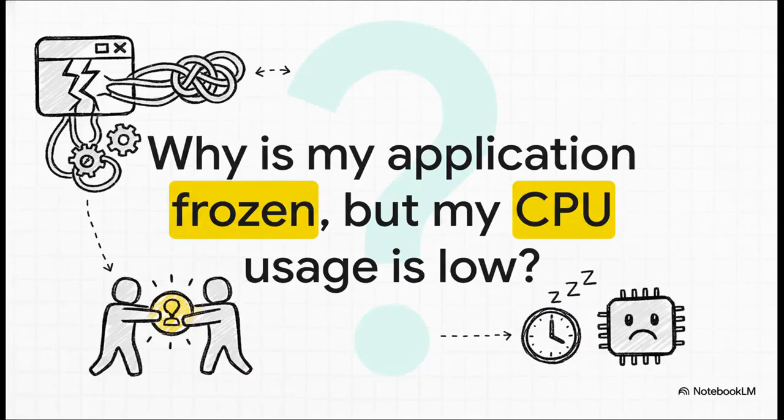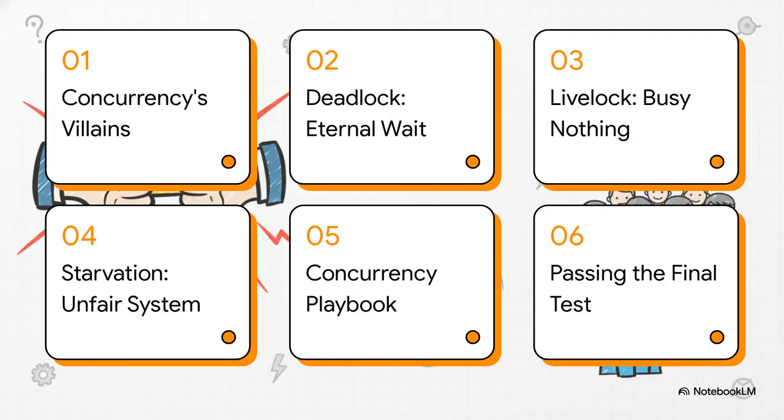So let's kick things off with a mystery that I'm pretty sure you've all encountered. Your application just stops. It hasn't crashed, your CPU is basically asleep, but nothing. It's completely unresponsive. So what on earth is going on here? To get to the bottom of this, we've got to understand the three main villains of the concurrency world.